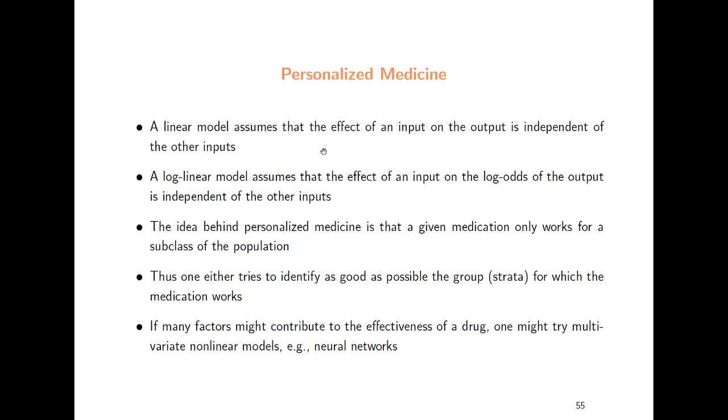The idea behind personalized medicine is that a given medication only works for a subclass of the population. So one approach, which also makes healthcare people happy, is to find subgroups. Maybe they first said, okay, it works for men and doesn't work for women, or the other way around. And then they consider age groups and maybe other genetic variants. So you get much more specific about which subgroup of your population is good for this treatment. It's called stratification.